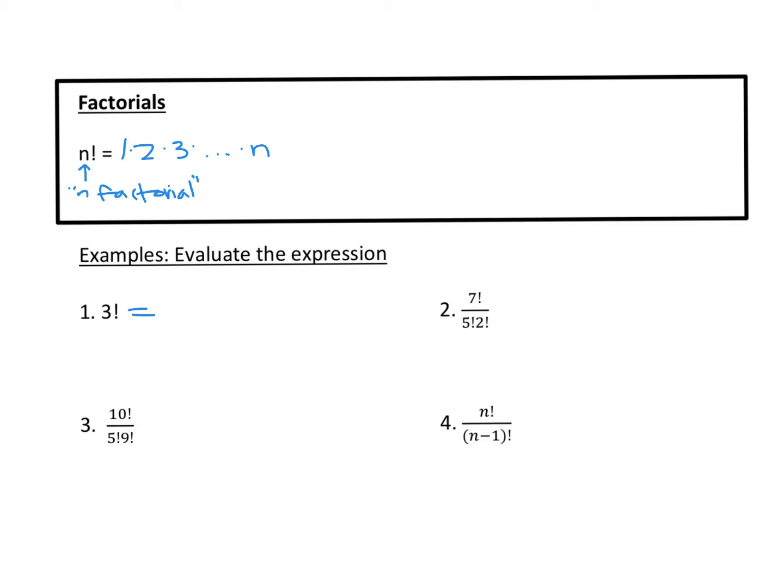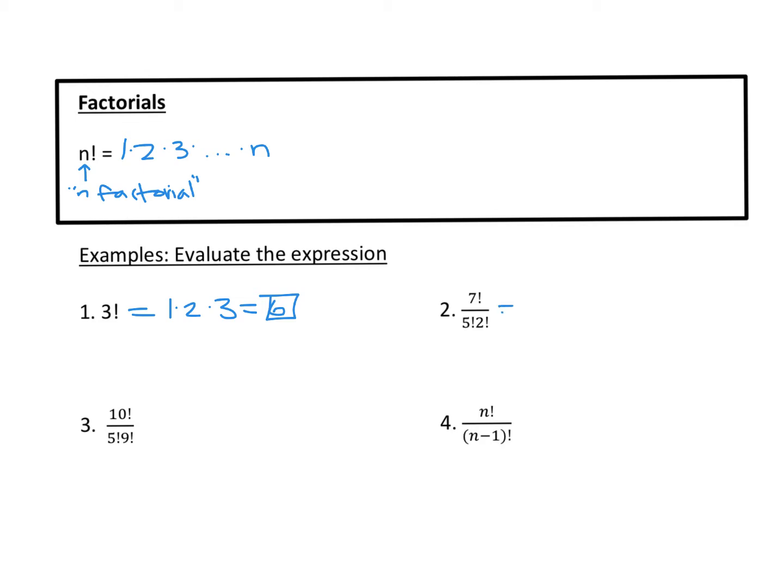Basically, we're just multiplying all the numbers up to 3. So we get 1 times 2 times 3. 3 factorial is going to be 6. Number 2, there are 2 ways to do this problem. One way is pretty long, one way is a little bit shorter. So I'll show you the long way and then I'll show you the shortcut.